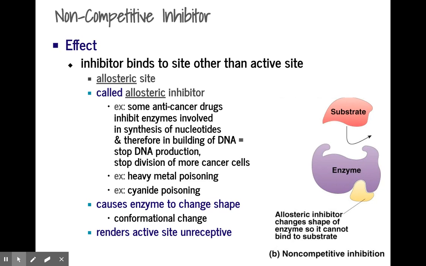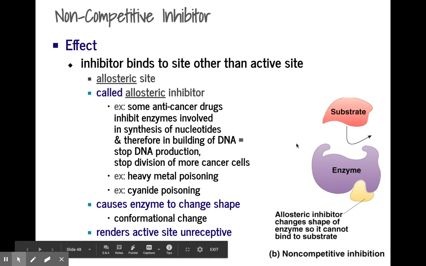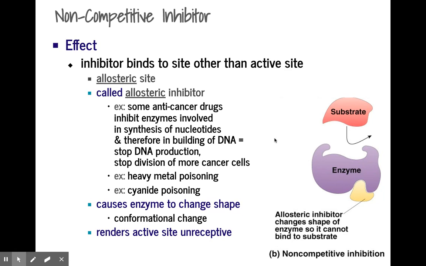Heavy metal poisonings are the same example, as well as cyanide poisoning. Cyanide poisoning attaches to the enzymes and can cause death. So these cause the enzymes to change shape, and they render the active site unreceptive. Once again, it changes the shape of the active site.